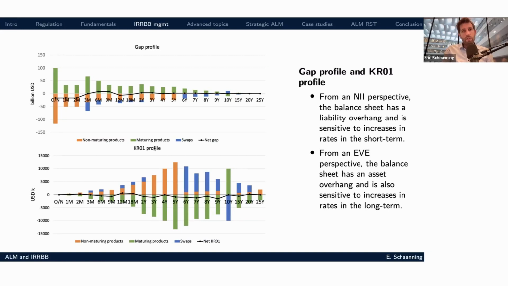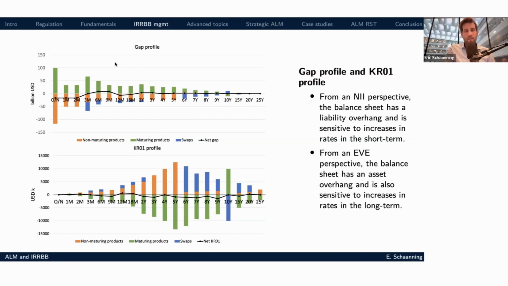So what you can see on the top in green, you've got maturing products. So that will be your lending book. On the bottom, non-maturing deposits. And then I've added a couple of swaps that hedge this interest rate risk. And there's also maturing products in green. You can see a little point here at the 10-year point. I've put bond issuance. So the bank is financing itself with debt issuance, and that's also a maturing product.